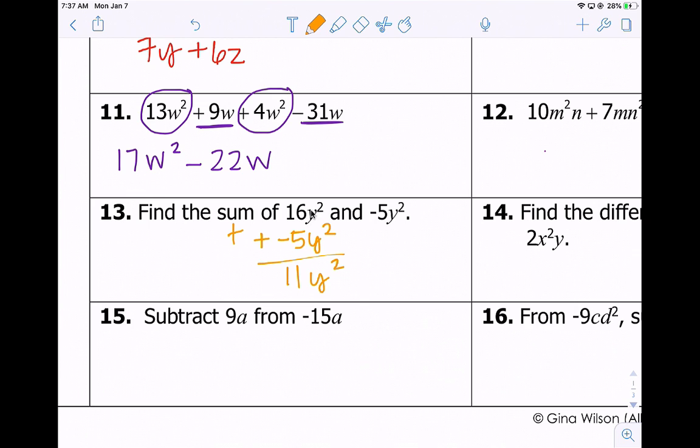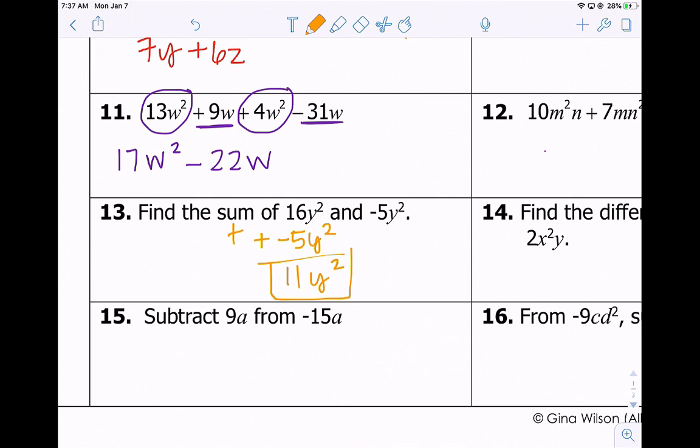The only reason I was able to do that is because this one was a y squared and this one was a y squared. I didn't actually go over that. But if this had been y squared and this was just y, you could not do that. So your answer would just be 16y squared minus 5y. But in this case, they were like terms, so we could combine them. So this is our answer.